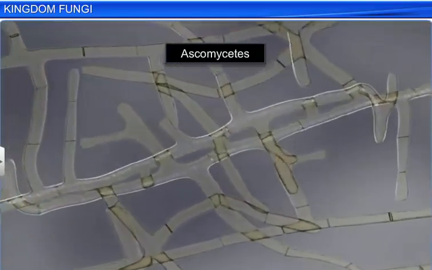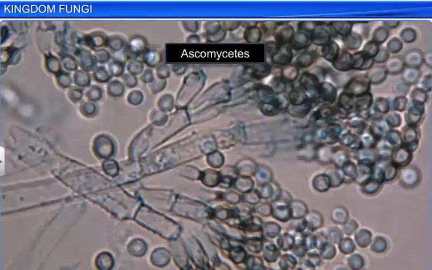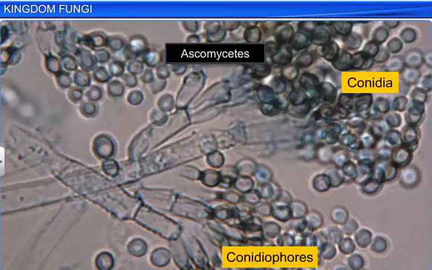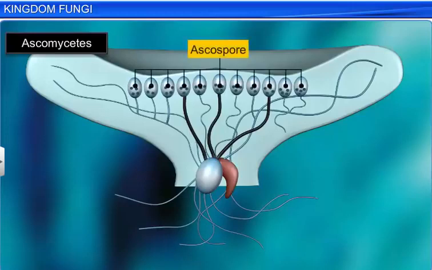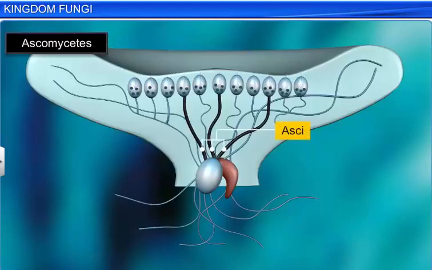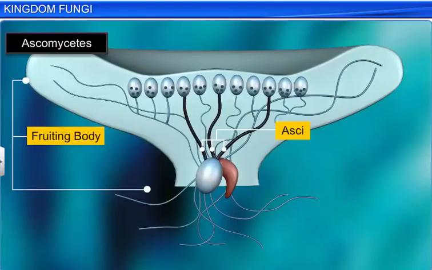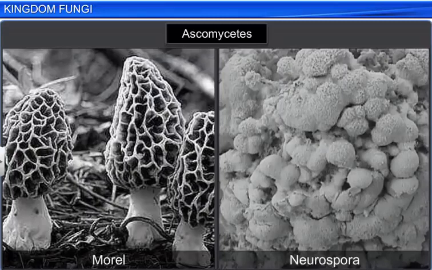Ascomycetes have branched and septate mycelium. They reproduce asexually by spores called conidia that are produced exogenously on the special mycelium called conidiophores. Sexually, they reproduce through spores called ascospores that are produced endogenously in sac-like asci. The asci, in turn, are arranged in fruiting bodies called ascocarps. Some members of Ascomycetes, like morels, are edible, while others like Neurospora are used in biochemical studies.